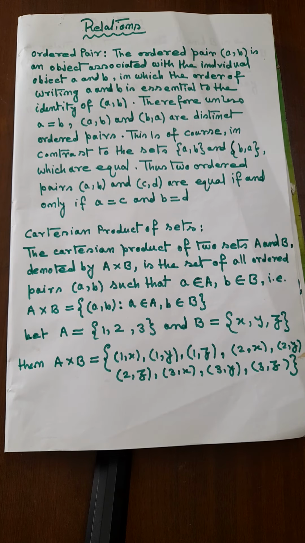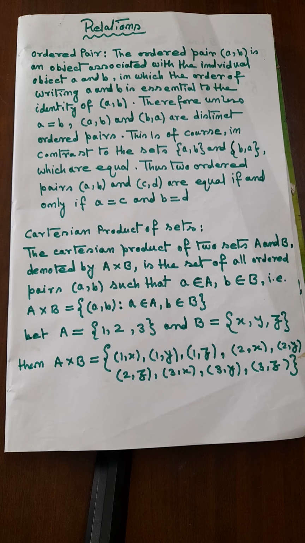The order of writing is essential to identify the pair. The ordered pair (a, b) is an object associated with the individual objects a and b, in which the order of writing a and b is essential to identify a and b. We cannot say that the ordered pair (a, b) is equal to the ordered pair (b, a), because freezing and melting are not the same thing. Therefore, unless a equals b, (a, b) and (b, a) are distinct ordered pairs.